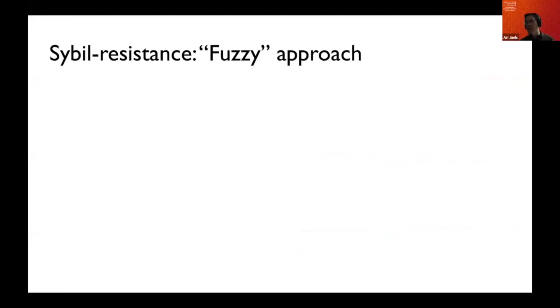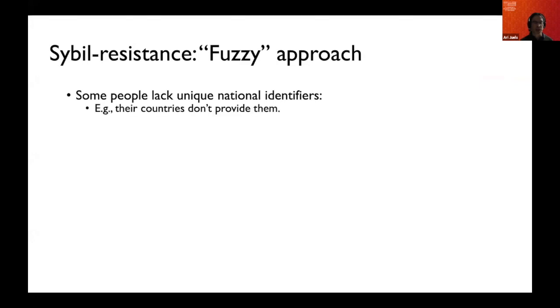The approach I've just described, the unique ID approach to deduplication or Sybil resistance, is the cleaner approach, let's say. But it's not universally applicable. Some people lack unique national identifiers because their countries don't provide them, or maybe they don't have clear national identity, stateless persons or refugees, for instance.